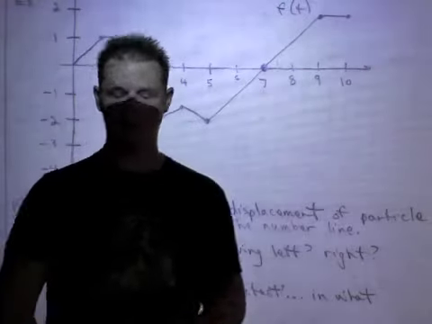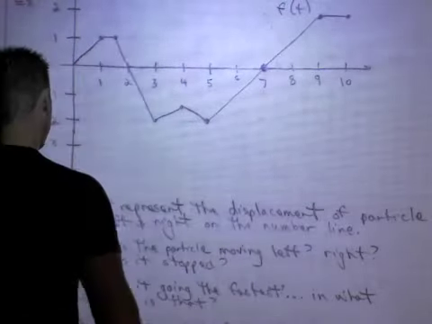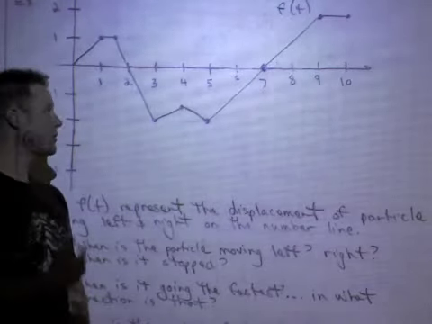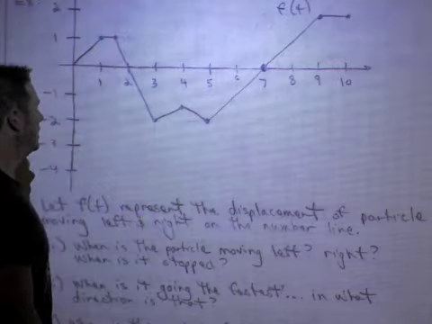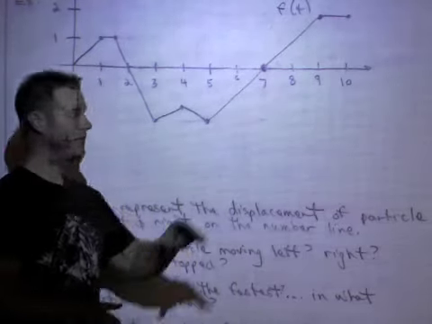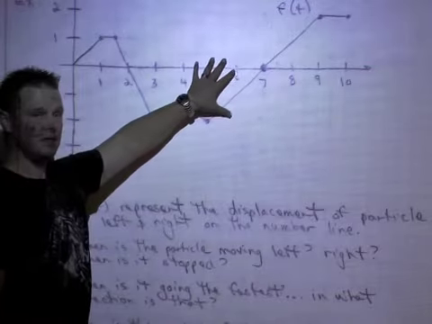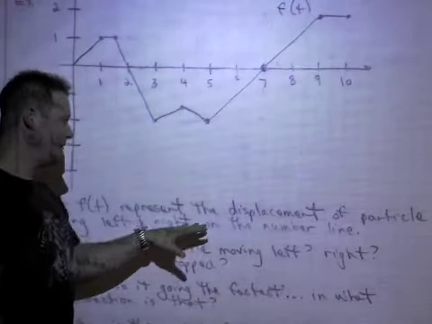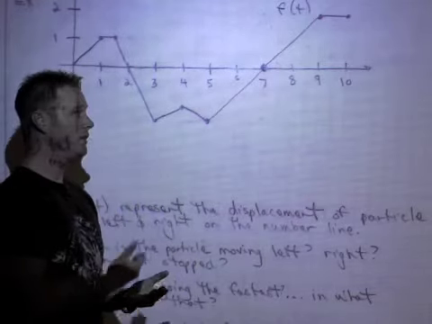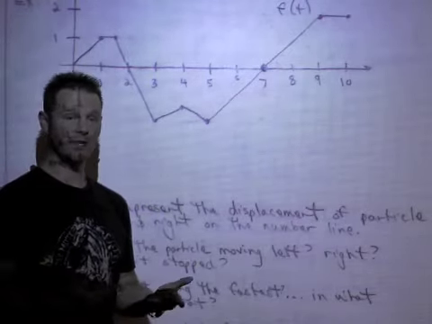Okay, so let's discuss the answer to this. When is the particle moving left? Well, the particle is going to be moving left whenever the rate of change is negative. If this is the displacement function, it's moving left when the velocity would be negative. Velocity is the rate of change of your position, or of your displacement.